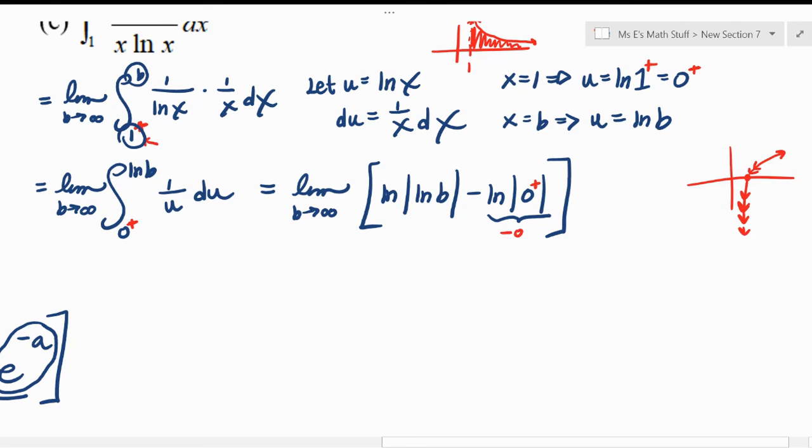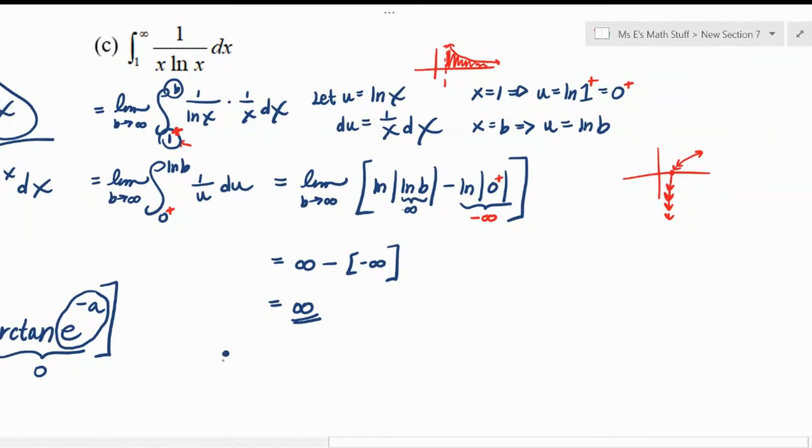We'd actually get negative infinity for that part. So we'd have, as b approaches infinity, this part approaches infinity, and the natural log of infinity is infinity. And then you're subtracting negative infinity. And so you'd end up with infinity plus another infinity, which is infinity. There we go. So we could conclude that the integral from 1 to infinity of 1 over x times the natural log of x dx diverges. And you could just say diverges, but in particular, it diverges to infinity.